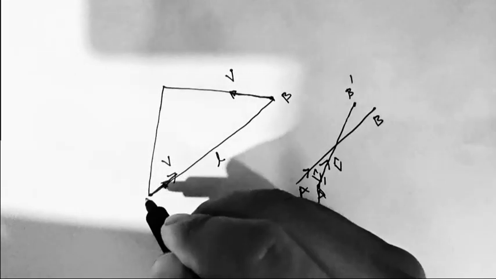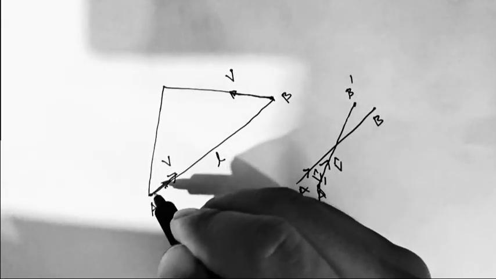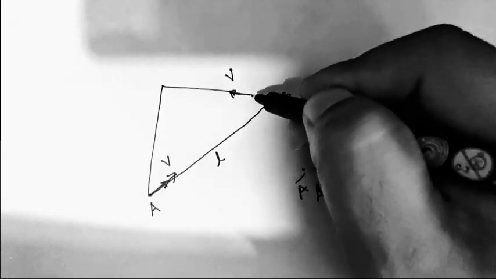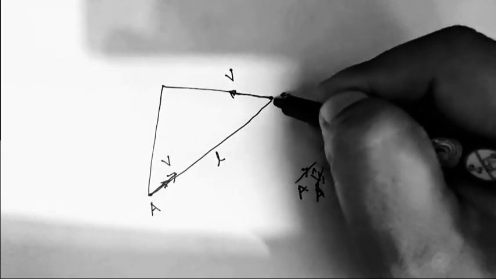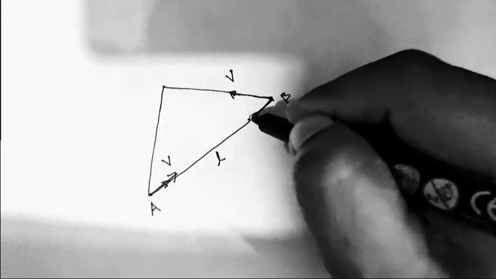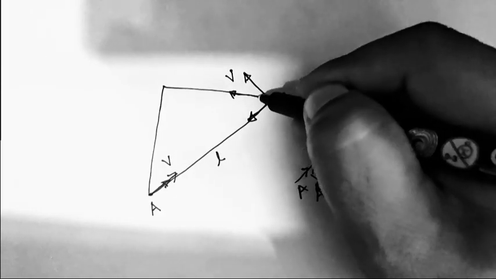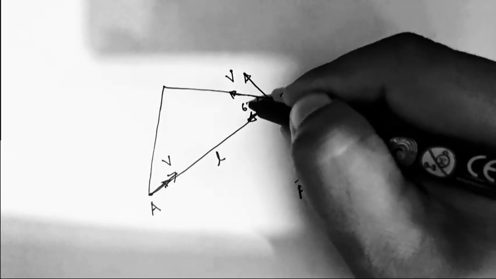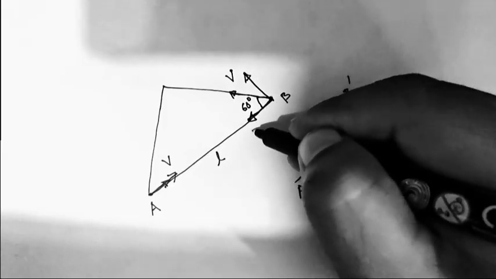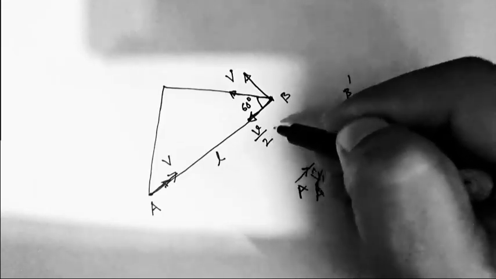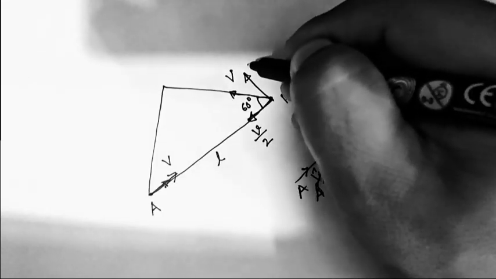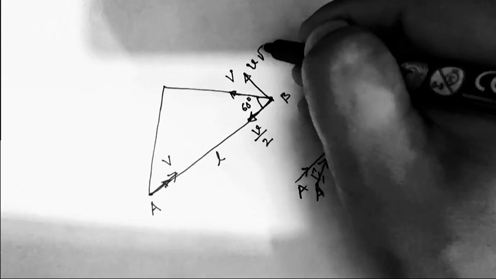So from ground frame, particle A has velocity v this side, B has velocity this side. Let us take components of v. One along this direction and one perpendicular to this direction. Since it is equilateral, this will be 60 degree. So this will be v cos 60, v by 2. This will be v sin 60. That will be v root 3 by 2.